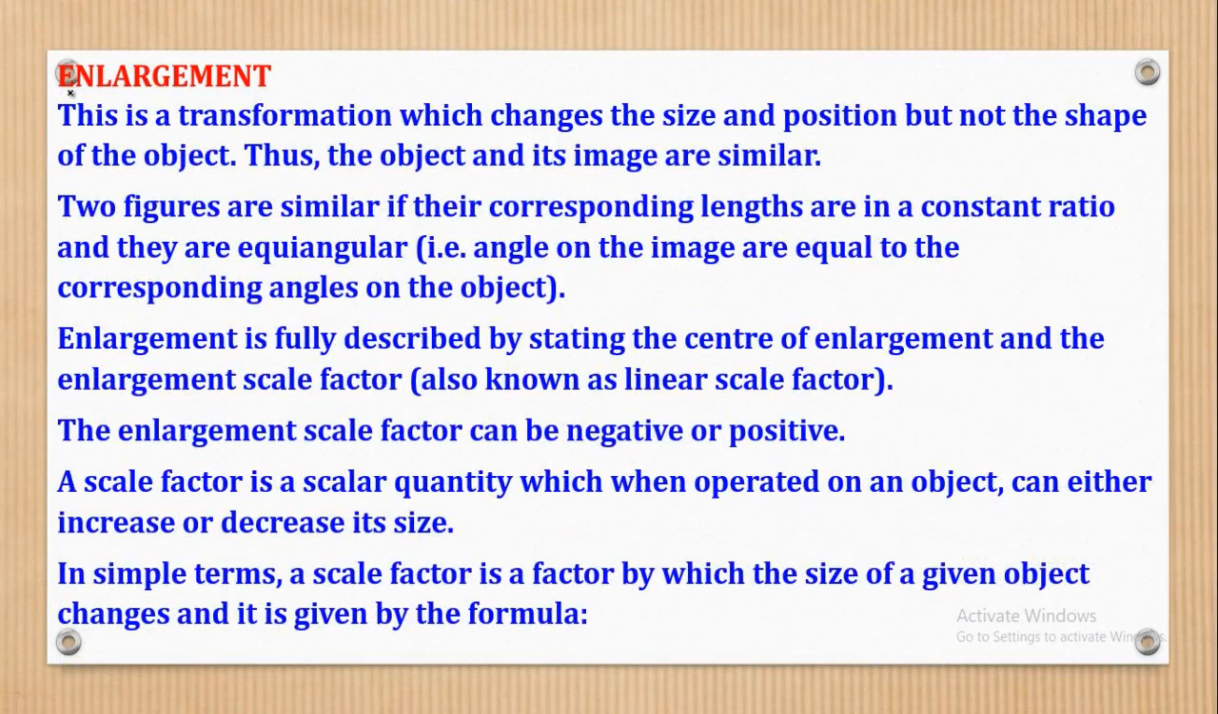Now we shall go to enlargement, which is the last part. Enlargement is a transformation which changes the size and position but not the shape of the object. Thus the object and its image are similar. What do they mean by similar? Two figures are similar if their corresponding lengths are in a constant ratio and they are equiangular, meaning angles on the image are equal to the corresponding angles on the object.